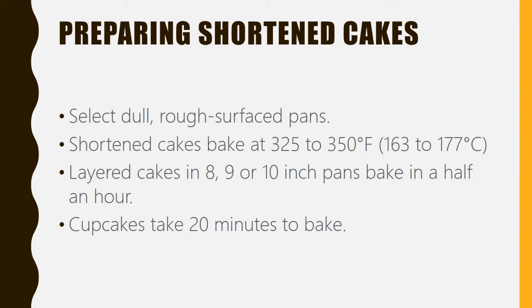When it comes to preparing shortened cakes, there are several steps that need to be taken. You need to select a dull, rough surface pan. Shortened cakes need to be baked at a temperature of 350 degrees Fahrenheit. Layer cakes in 8, 9, or 10-inch pans need to be baked for an hour and a half. Cupcakes take an average of 20 minutes to bake.